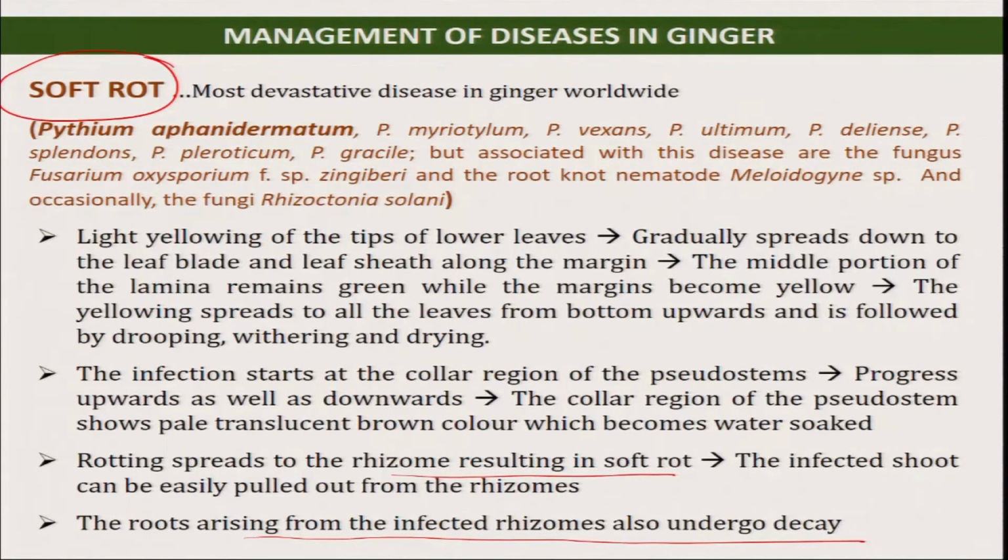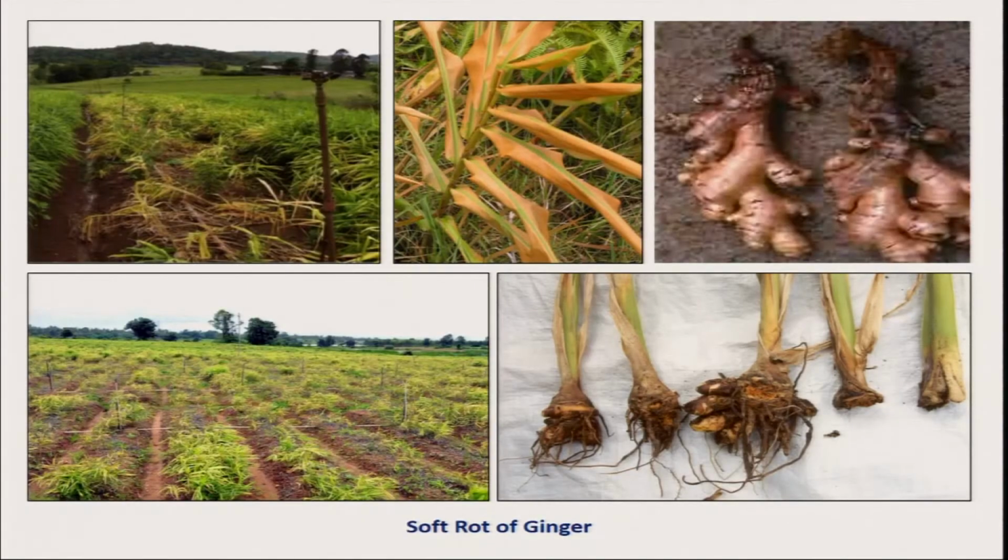So, how to control this soft rot? If you see, this is the soft rot of ginger, how it is being destroyed, and the plant becomes yellowish and you can easily pull it out from the soil. So, your total yield will be very much less. This is the healthy plant and this is the soft rot attacked ginger plot.